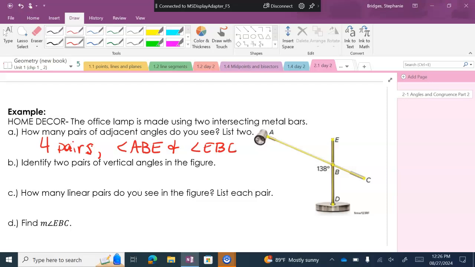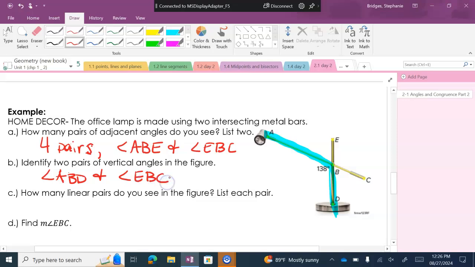138 degrees. How do I name that angle? I'm going to highlight it in blue. This 138 degrees, how do I name it? ABD. So angle A, B, D. And which one is across from that? EBC, exactly. Okay, so we're talking about this angle here. So this one and that one, those are the two that we just named. Those are vertical angles.